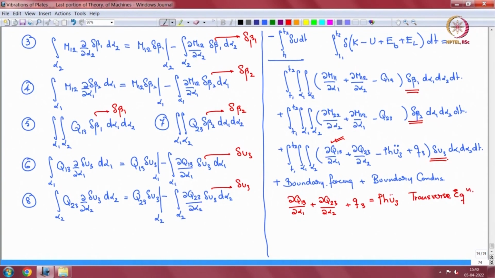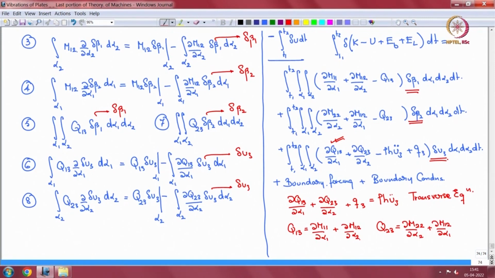Additionally, we get equilibrium conditions because we ignored rotational inertia. So you get q13 is equal to del m11 by del alpha 1 plus del m12 by del alpha 2, okay, and q23 is equal to del m22 by del alpha 2 plus del m12 by del alpha 1. Okay.